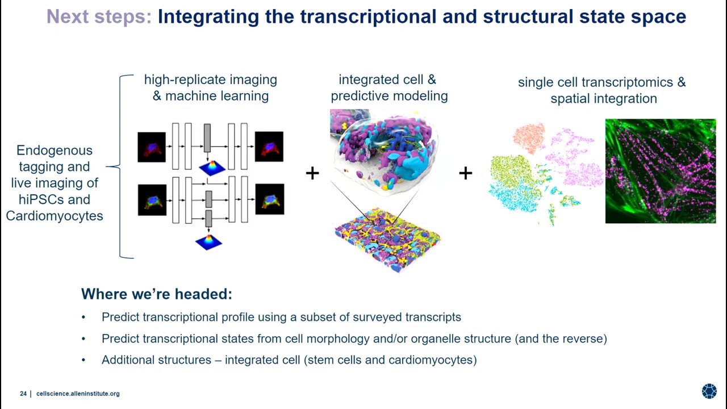What we're hoping to do is start to predict transcriptional profiles based on just a subset of surveyed genes, like I showed you in the RNA FISH. We also hope to be able to predict transcriptional states from cell morphology or from organelle structure, and also do the reverse: look at cells that have a particular organelle structure and find out if we can predict the transcriptional state, where that cell would fall in that t-SNE plot I showed about the different kinds of gene expression overall.